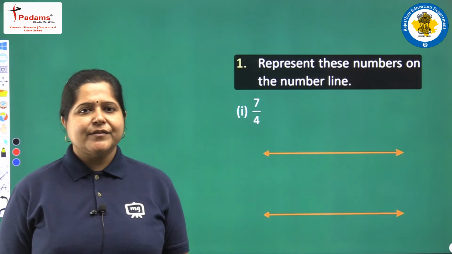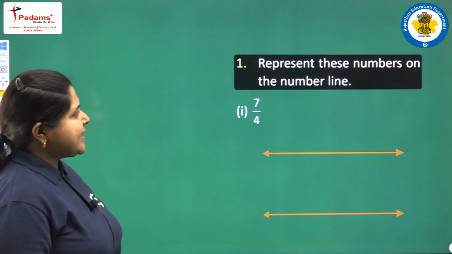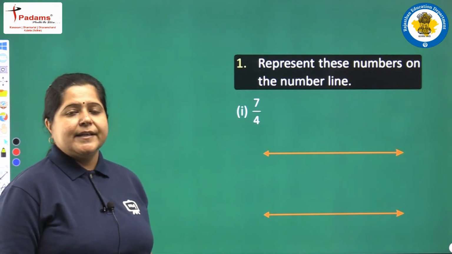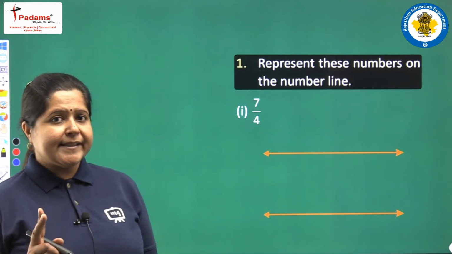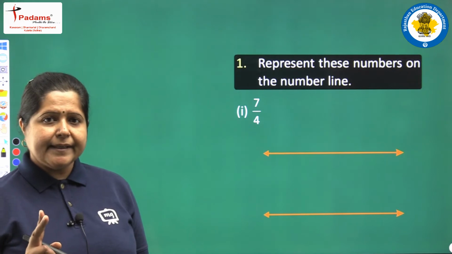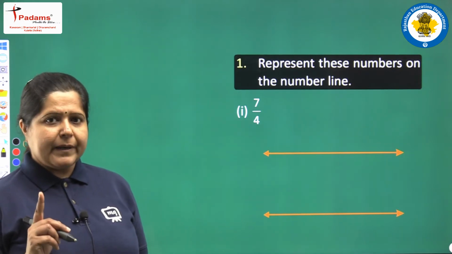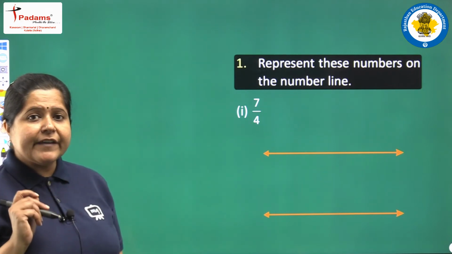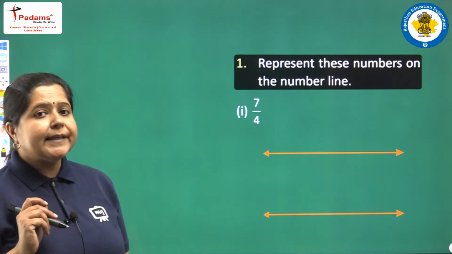Here is the first question for you. Represent these numbers on the number line. First is 7 by 4. Now there are two ways of representing any rational number on a number line. I am taking both of them one by one. First, let us have an idea of where this 7 by 4 lies on the number line.